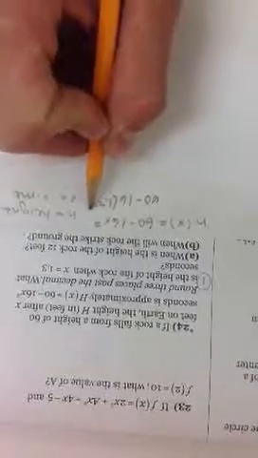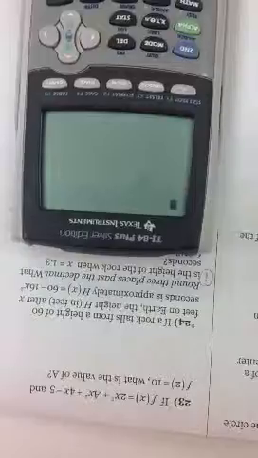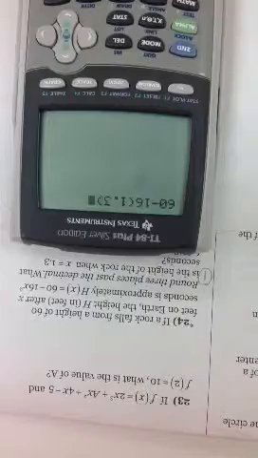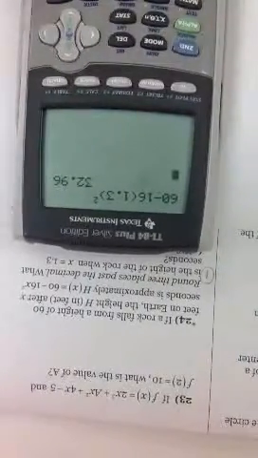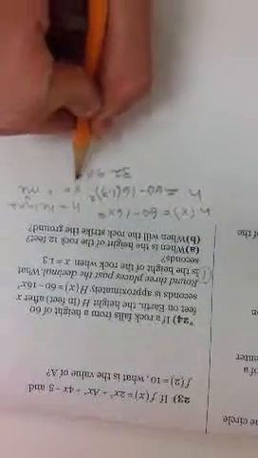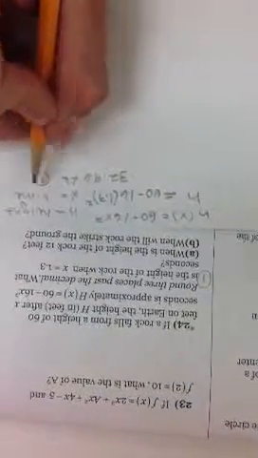So in order to solve this problem, we have to plug in 1.3 for the time, or x. So to do that, we're just going to plug it in: 60 minus 16 times 1.3 squared, which is going to equal the height we want to find. We're going to do these calculations. 60 minus 16 times 1.3 squared gives us 32.96 feet. And that is our answer to part 1.